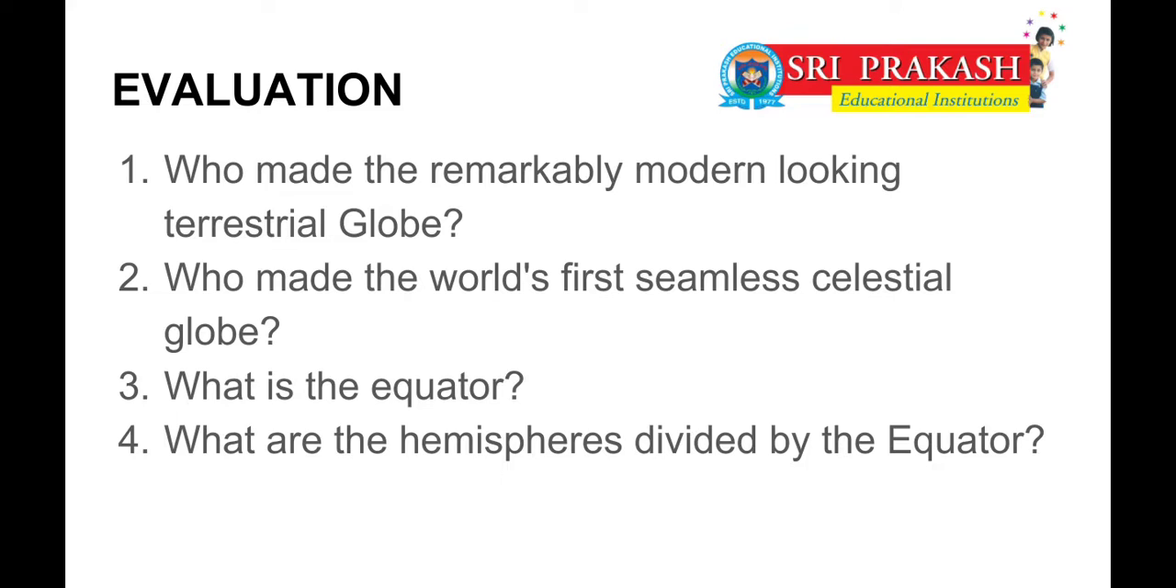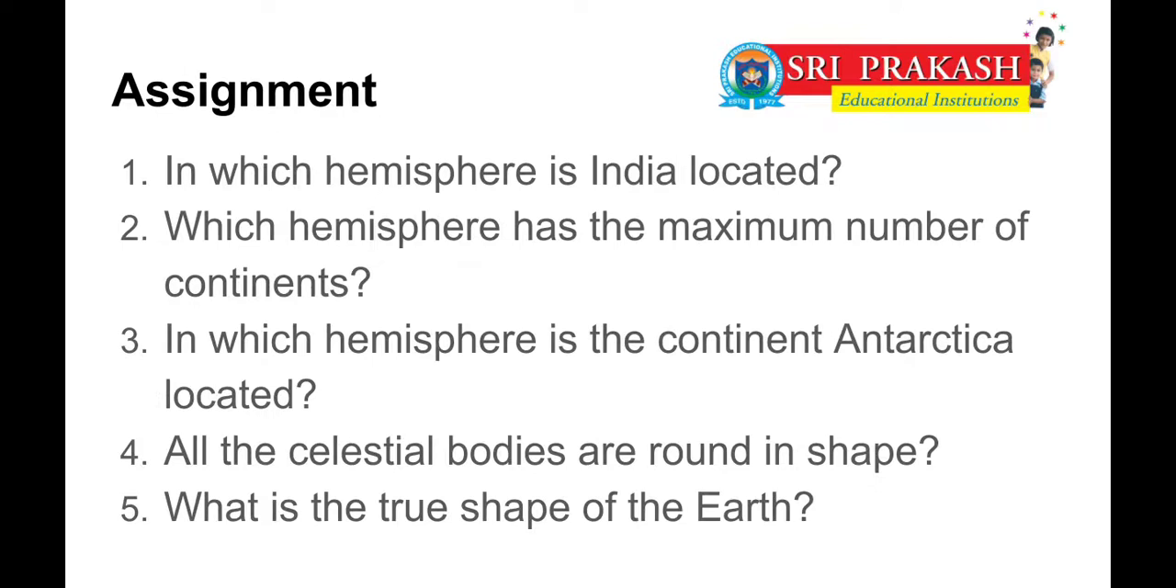What is the equator, children? Equator is nothing but 0 degree latitude. What are the hemispheres divided by the earth? Two hemispheres. What are the two hemispheres? Northern hemisphere and southern hemisphere.